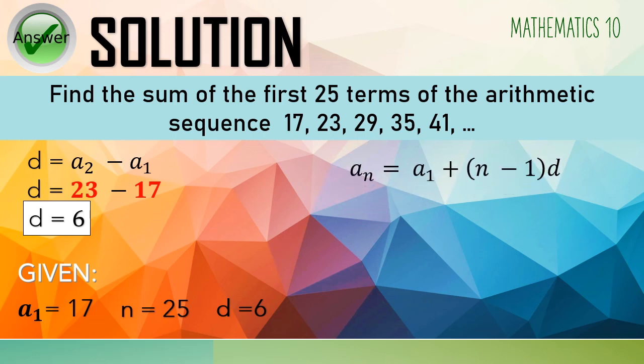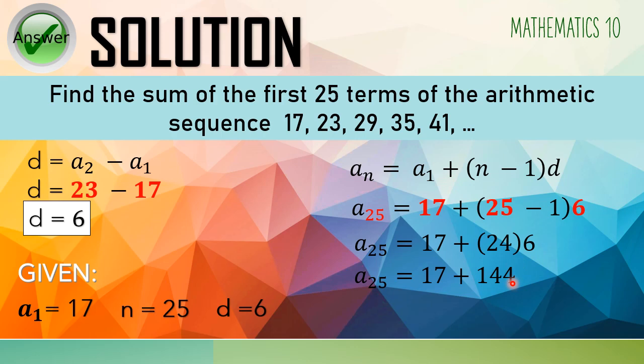And so, to find the value of the 25th term, you need to use the arithmetic sequence formula I presented last time. So just simply substitute all the given data: the first term, which is 17, the n, which is 25, and the d, which is 6. And you need to change as well the a sub n into a sub 25 to indicate that you are looking for the 25th term. And so, performing the indicated operations, you would have 24 times 6, 144, and lastly added with 17. And we can see that the 25th term of the given sequence is equal to 161.